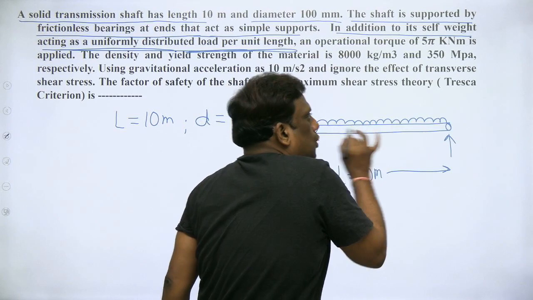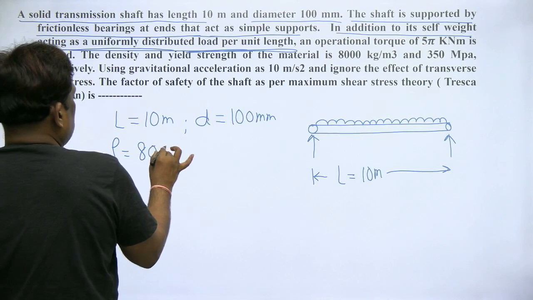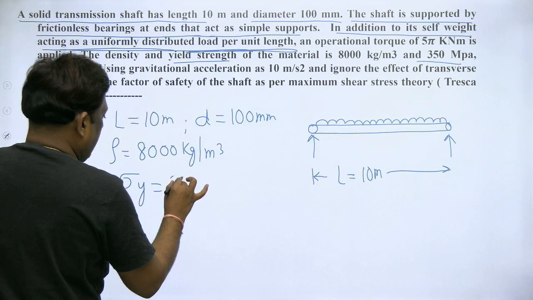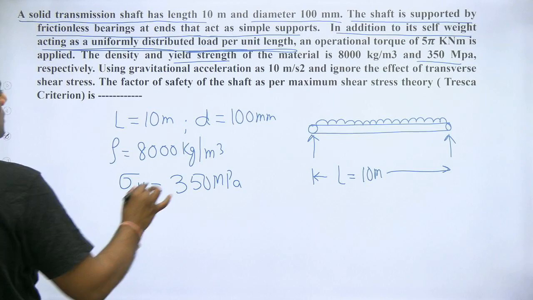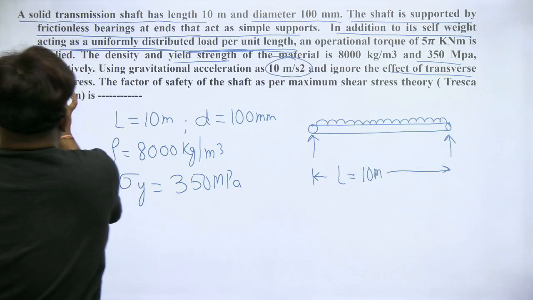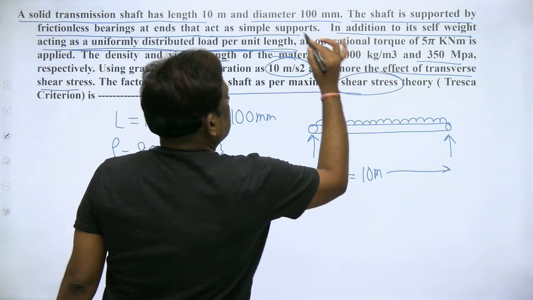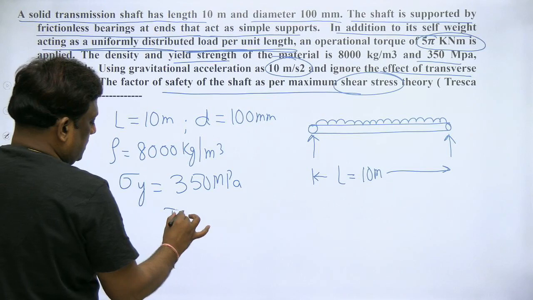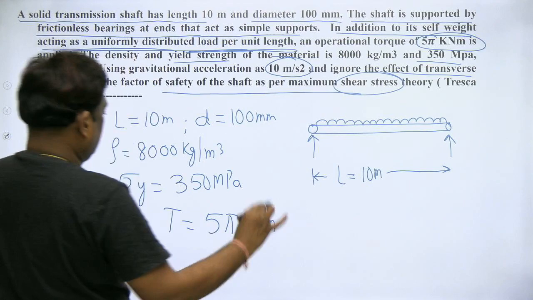The density of the shaft is given as 8000 kilogram per meter cube. The yield strength is 350 megapascal. Very good. Using g as 10 meter per second square, ignore the effect of transverse shear. Find the factor of safety as per Tresca theory or maximum shear stress theory. This is also a good question. Apart from this, it is subjected to a torque of 5 pi kilo Newton meter. Let us try to solve this question.